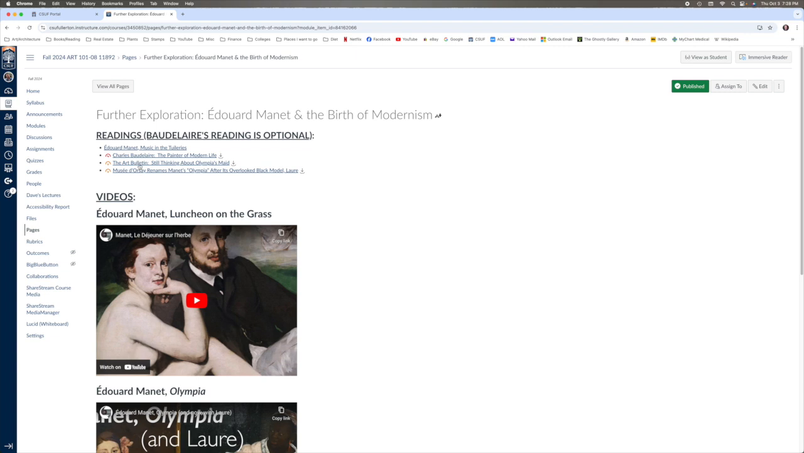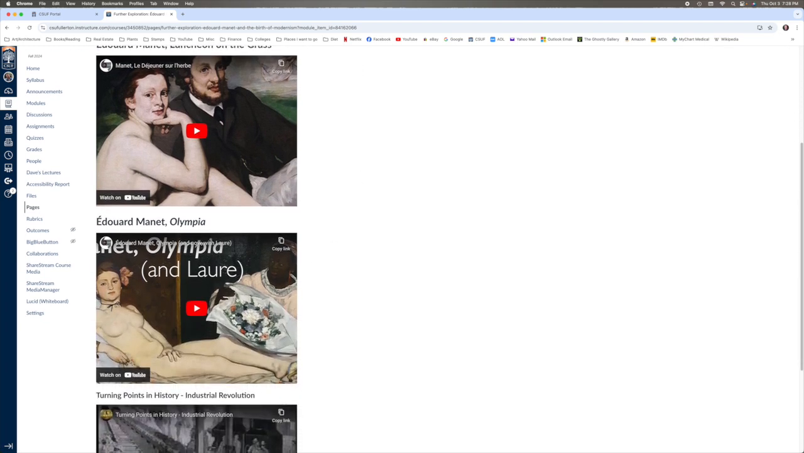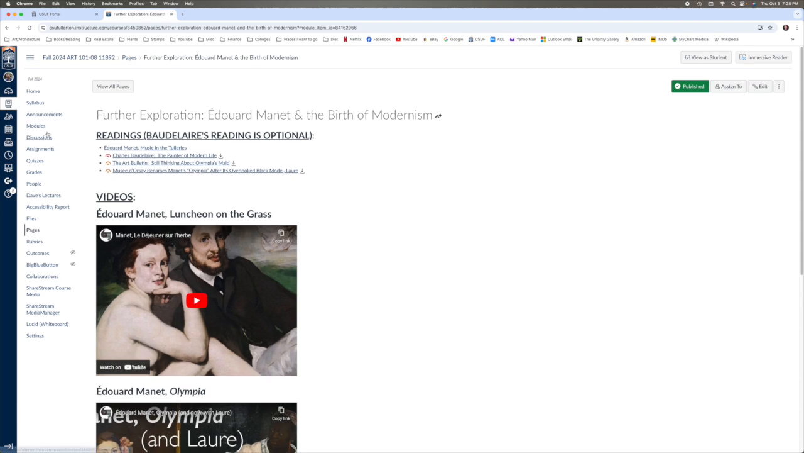And then finally, a couple of links. One is to the Art Bulletin, and the other is the Musée d'Orsay's writings on Olympia. So those are both worthwhile to read.